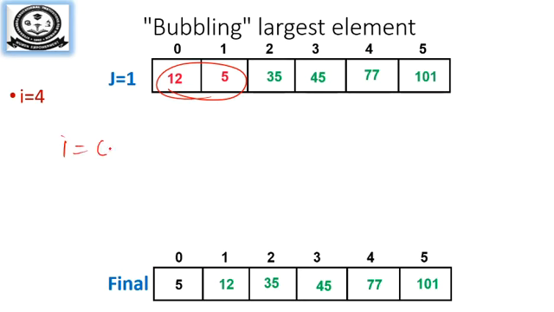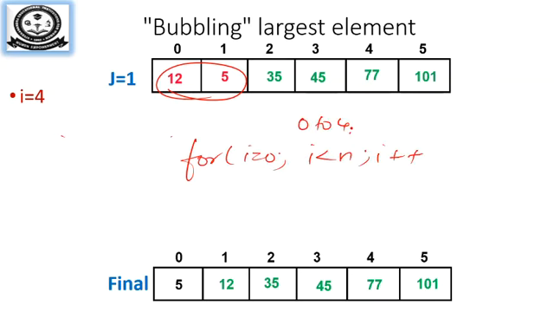Finally your i loop will get terminated because i goes from 0 to i less than n. I less than n means it is not equal to n, it is less than n. So that is the for loop: for i equal to 0, i less than n, i plus plus. So i will travel from 0 to 4 only. So you will terminate and you can find my array is sorted.